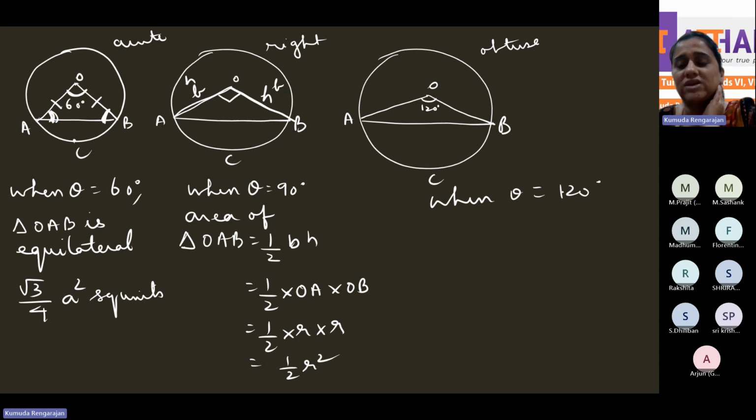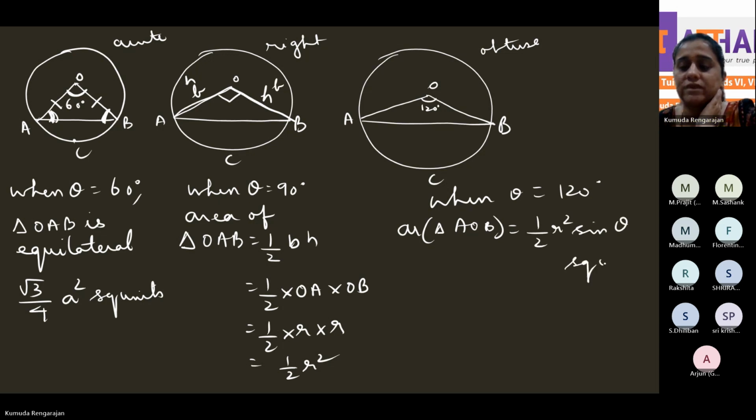So when the sector angle is 120 degrees, area of triangle AOB is equal to half R squared sine theta, square units. There is a derivation for this, and I have been doing that in the past, but now the syllabus is diluted, so I'm not doing it. Half R squared sine theta.